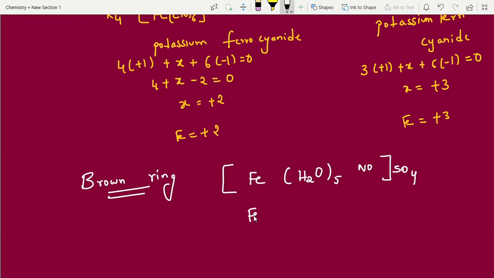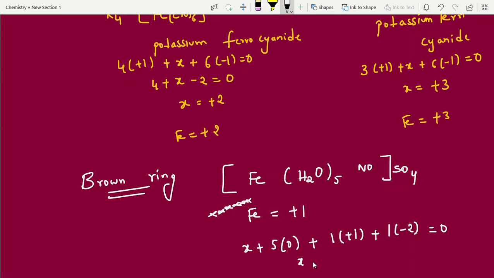Here iron oxidation state is +1, exceptional case. Water is a neutral ligand. Calculate. I gave a note point. This is X plus 5 into 0 plus, what is this? NO, how much I gave, students? +1, right? So plus 1 into sulfate. What is sulfate? Sulfate ion has -2 charge. That's 0. So X, this is 0, this is +1, this is -2. Finally, we will get the answer X equal to +1. In brown ring, iron oxidation state is +1.